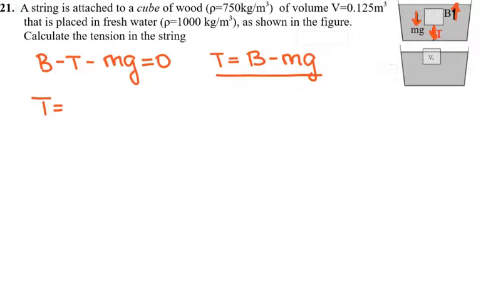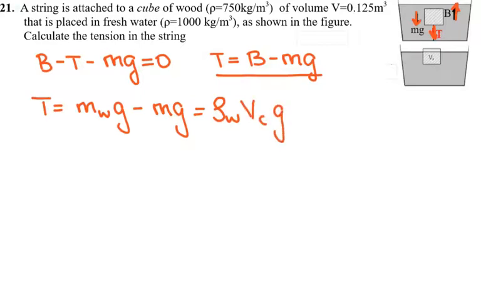So that's the mass of the water times g, the weight of the water. So I have the mass of the water, g, minus mg of the cube. The mass of the water is the density of the water times the volume of the cube, g, minus mg of the cube. They don't give me the mass of the cube, so I can also replace the mass of the cube with the density part. So it's the density of the cube, the volume of the cube, and g.